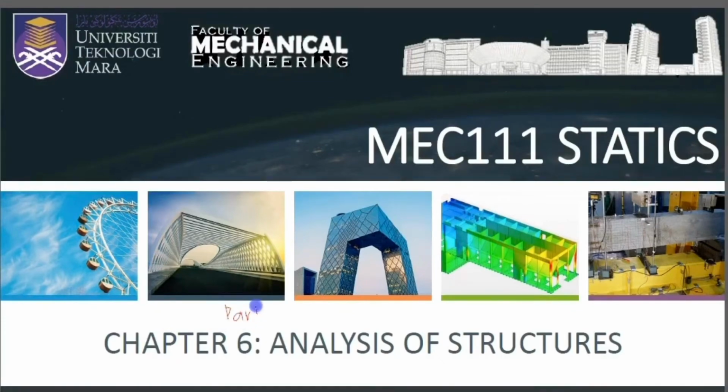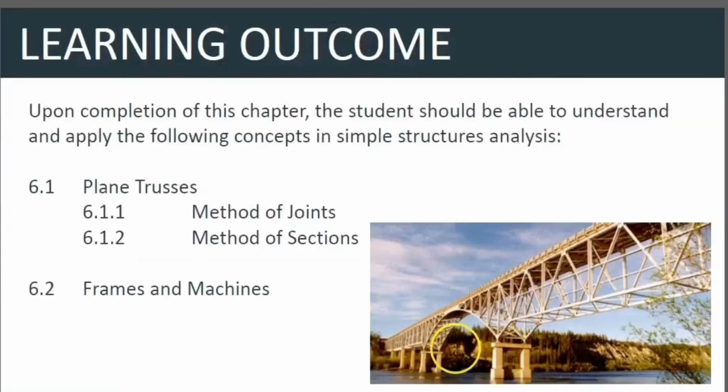So we go into part 1 from Chapter 6 about the analysis of structures. There are, I think, more than one part of videos. It's very long videos, to be honest, right? Upon completion of this chapter, students should be able to understand and follow simple structure analysis. The first one is method of joints, method of sections, and then 6.2, which is about frames and machines. So there are two parts here.